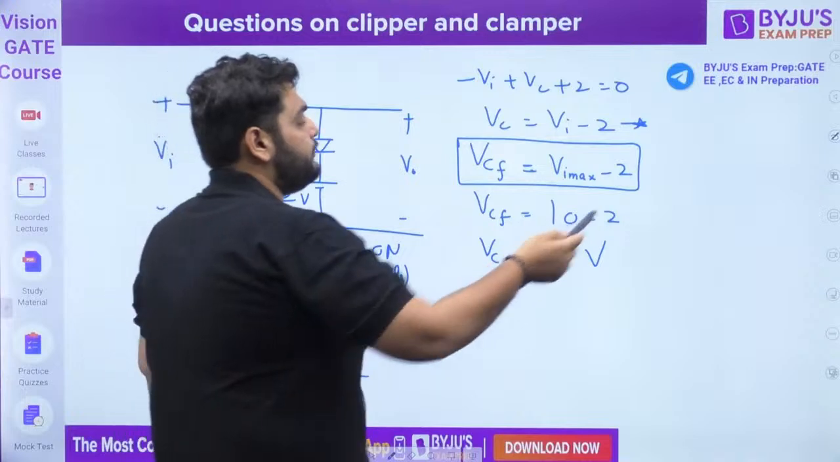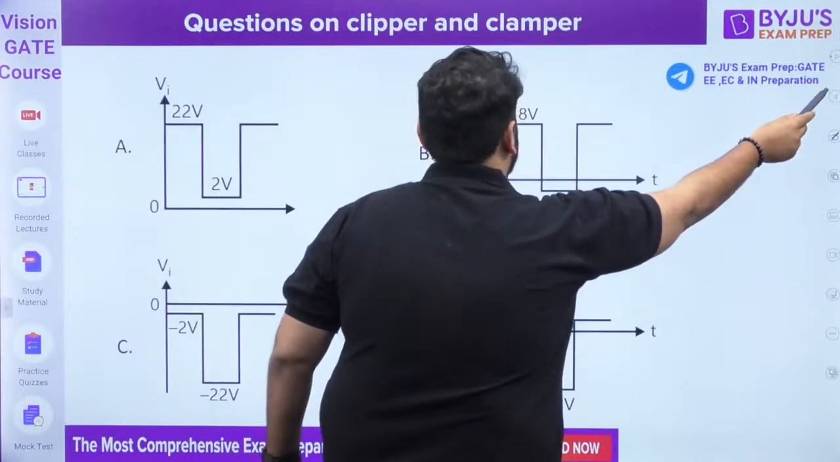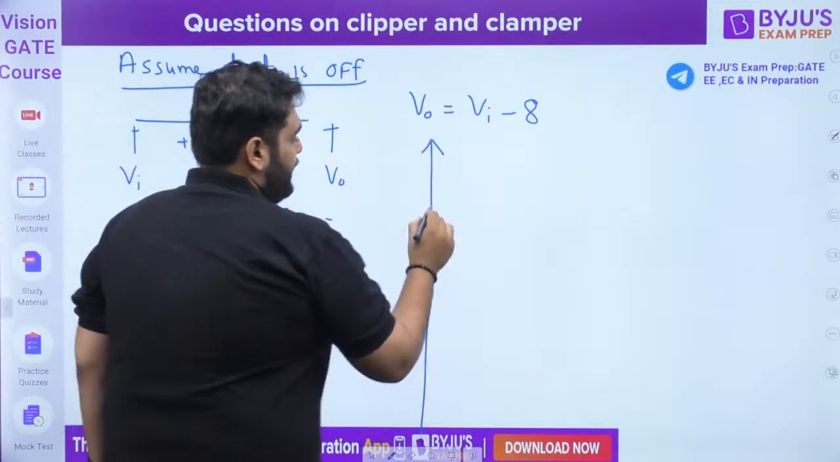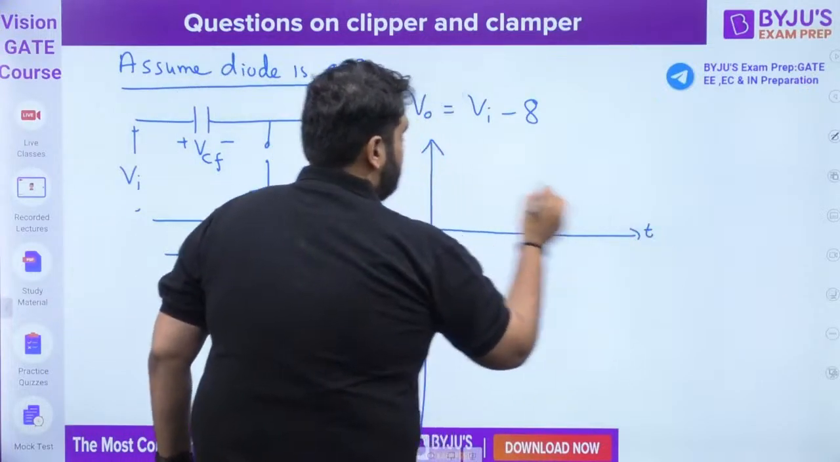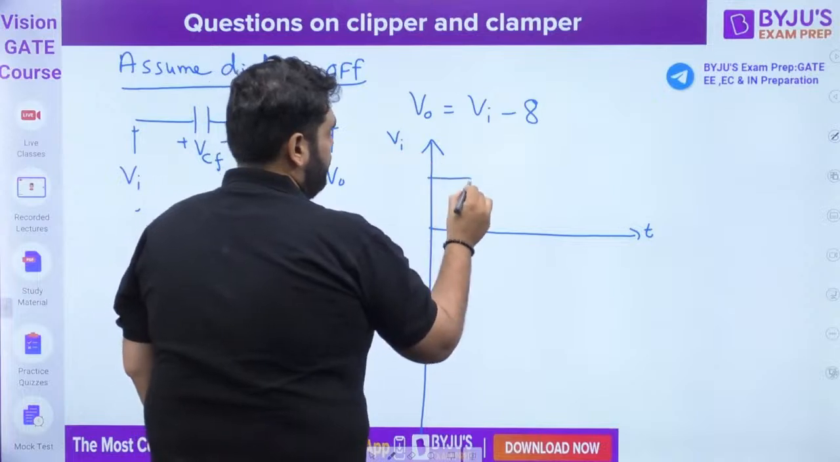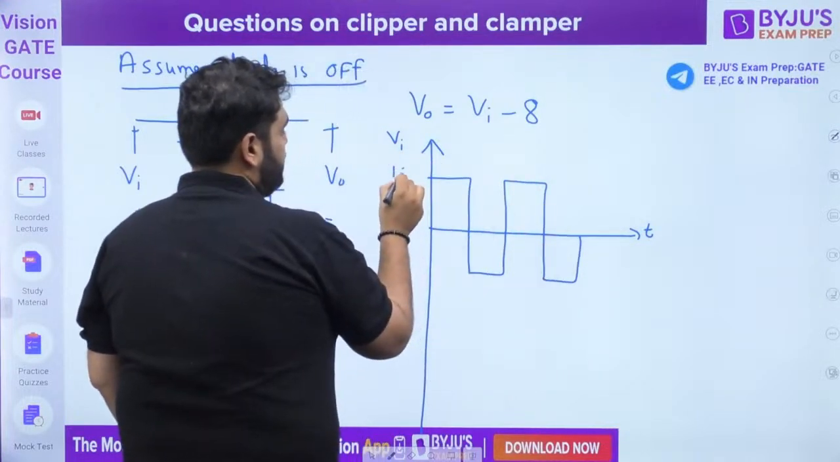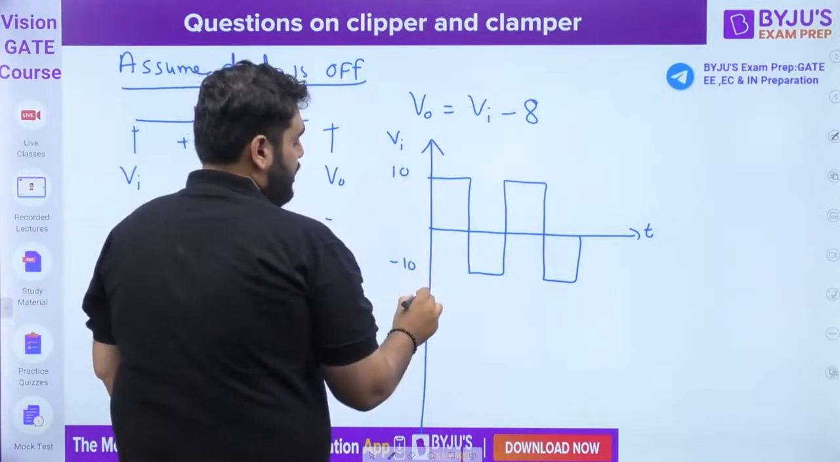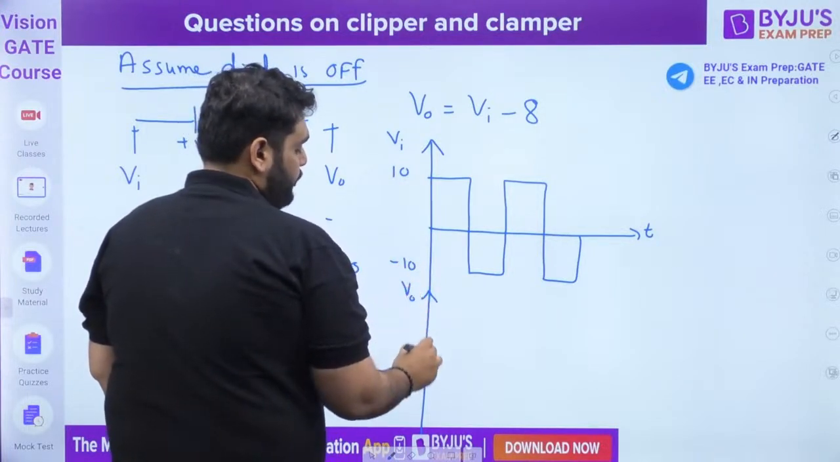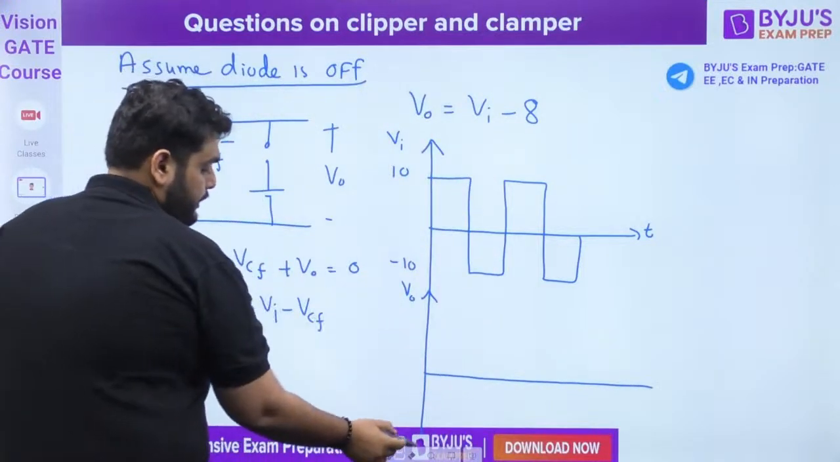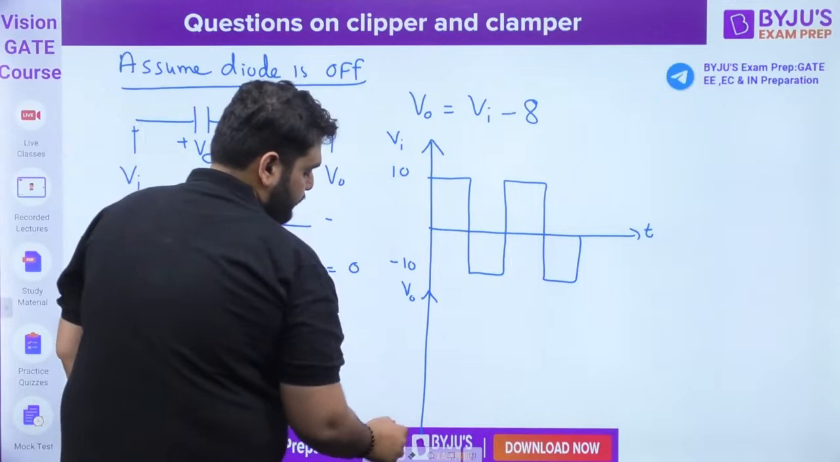Right, so the question is complete. You got the equation of output voltage. So here I can say, what is the input voltage with respect to time? The input voltage is this. Input voltage with respect to time is 10, it is minus 10. What is the output voltage then? We have VI minus 8, right?